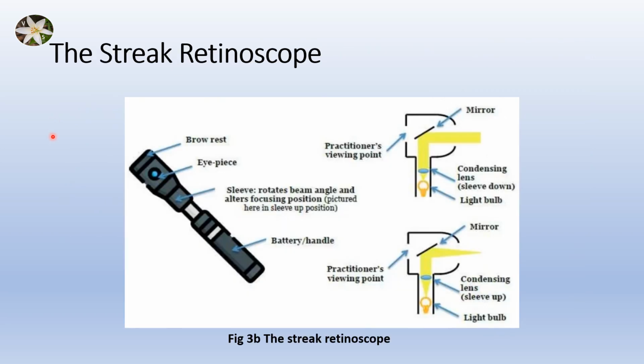The streak retinoscope has an inbuilt source of illumination, so additional light is not required, and the sleeve here in the streak retinoscope allows us to get a plane mirror effect or to get a concave mirror effect. As already said, the plane mirror or the plane mirror effect is more commonly used.